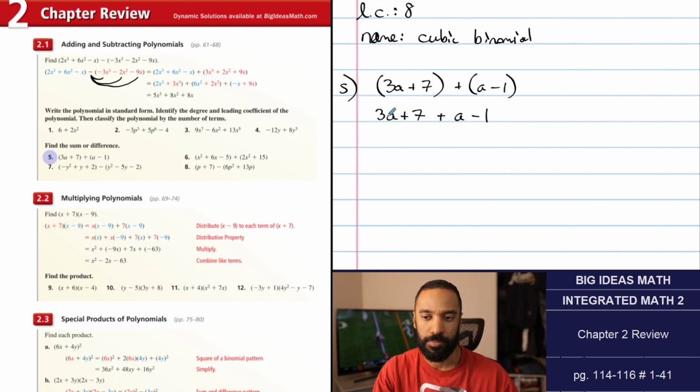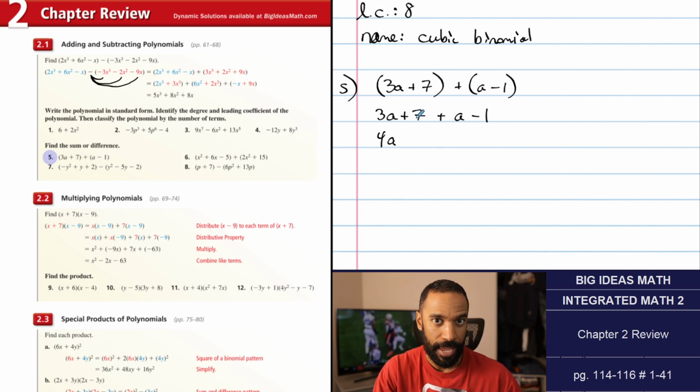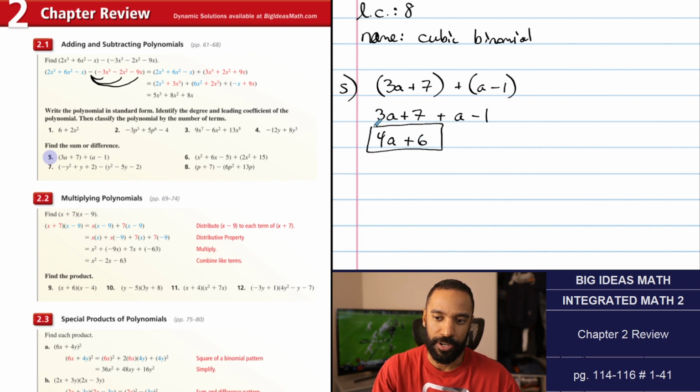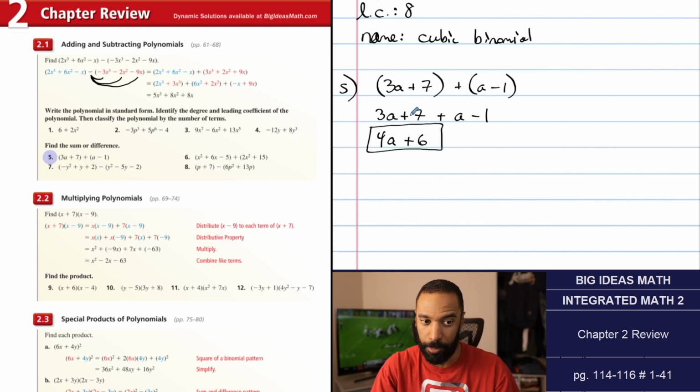Now when I combine like terms, 3a plus 1a will combine to be 4a, not 4a squared. How many a's are adding? That's the answer, 4. And 7 minus 1 is 6. And I'm always going to write those in standard form. So we have 4a plus 6. Also a linear binomial, if they asked us.